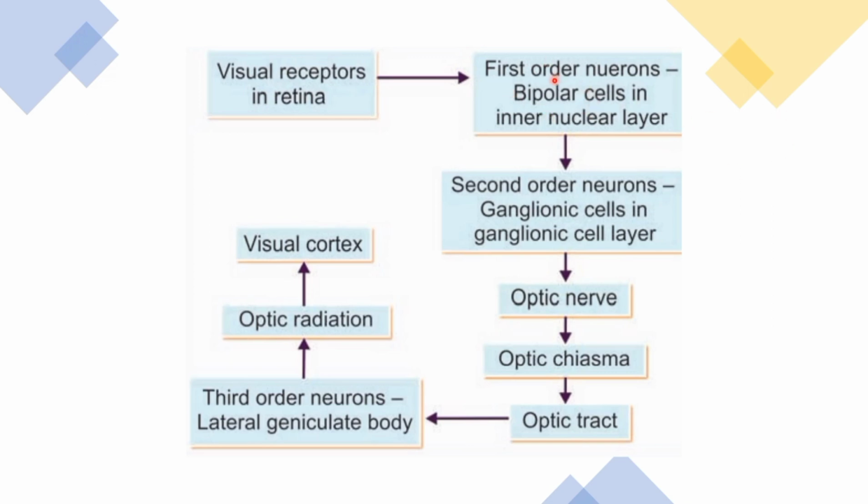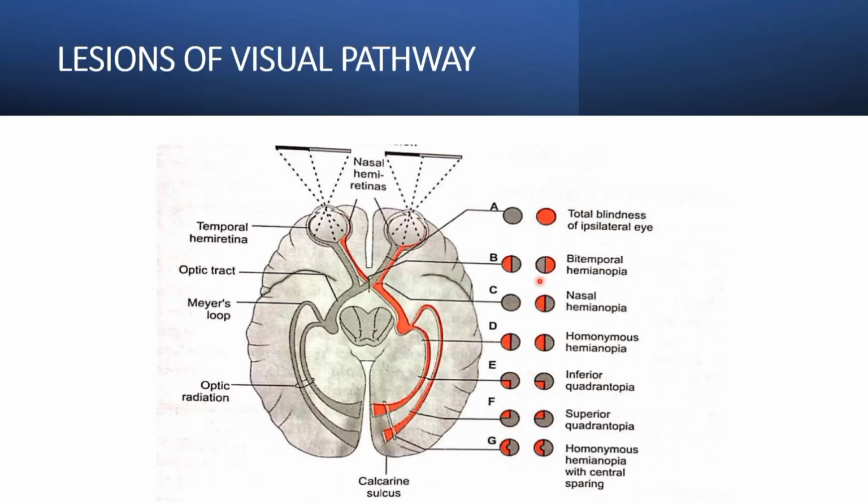So first order neurons will be bipolar cells, second order neurons will be ganglionic cells, and third order neurons will be the lateral geniculate body. So this is the pathway. So here now we will be talking about the lesions of the visual pathway.